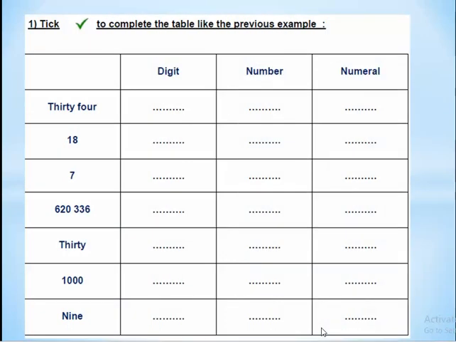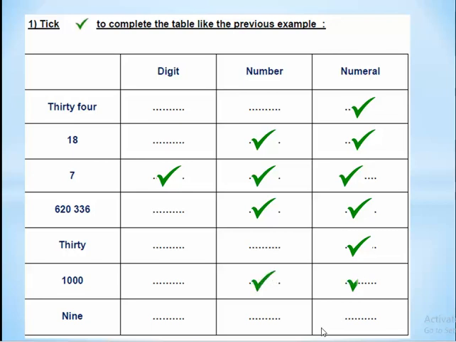Okay, take a look to complete the table like the previous example. 34 in words is a numeral. 18 is a number and a numeral. 7 is a digit, a number and a numeral. 620,336 is a number and a numeral. 30 in words is a numeral. 1,000 is a number and a numeral. 9 is a numeral.